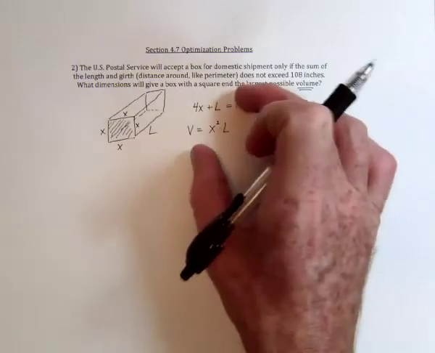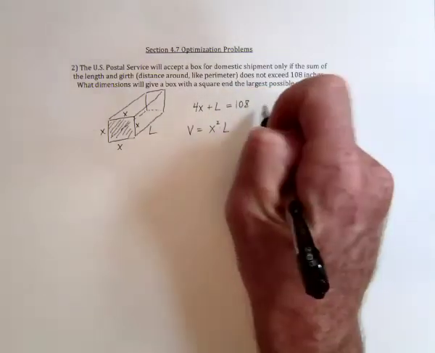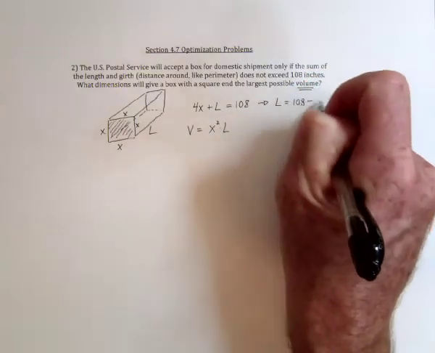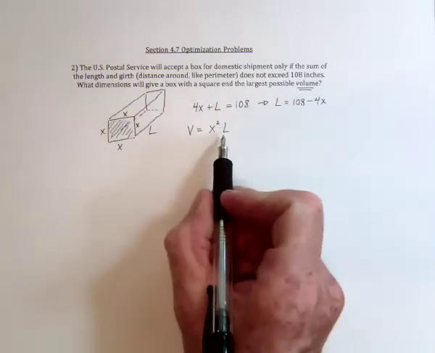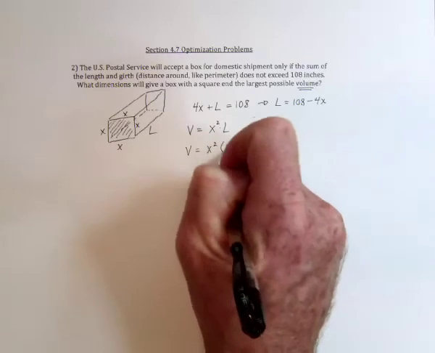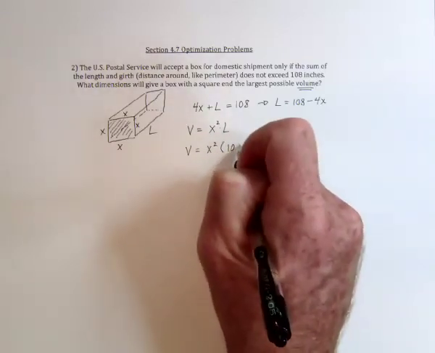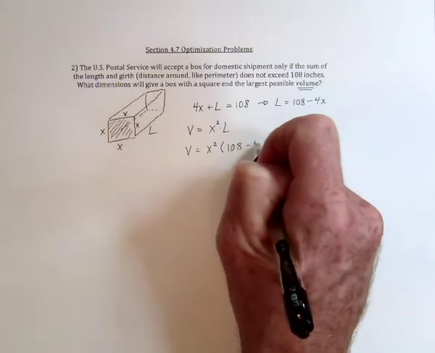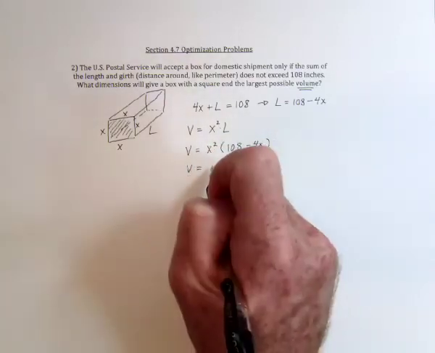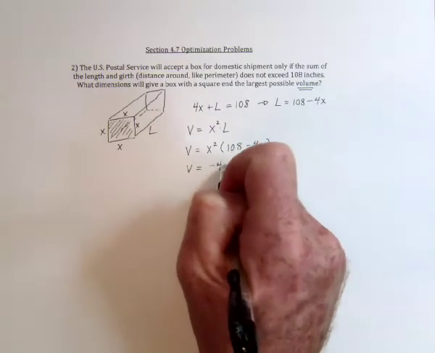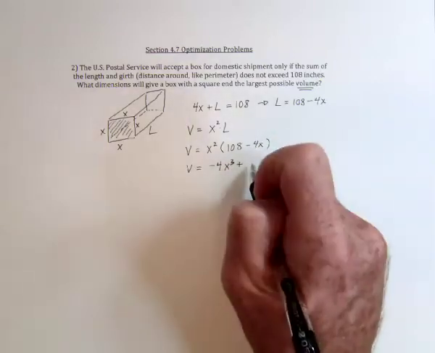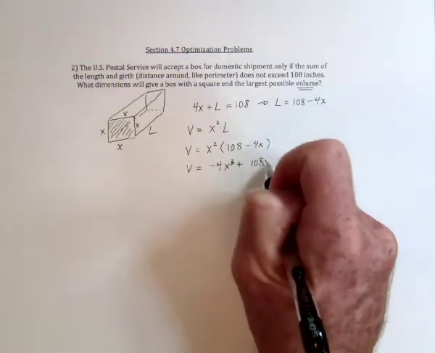And now we need to incorporate all this information in one function. So in this one, solve for L, and then substitute that in over here. So it's going to be x squared multiplied with a 108 minus 4x. Or if you distribute, it's going to be negative 4x cubed plus 108x squared.